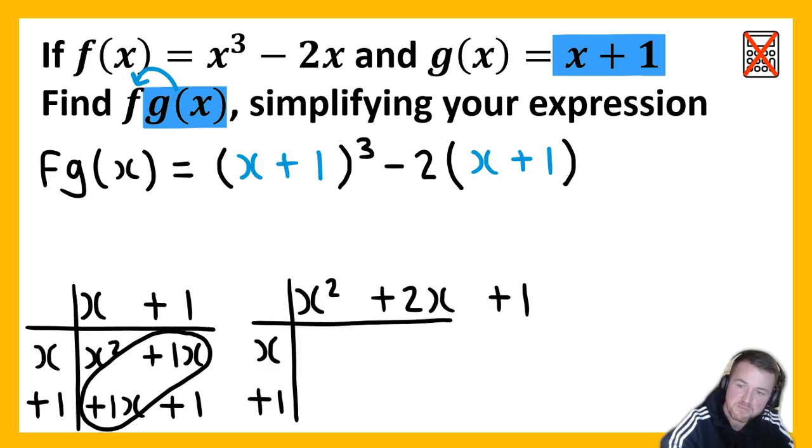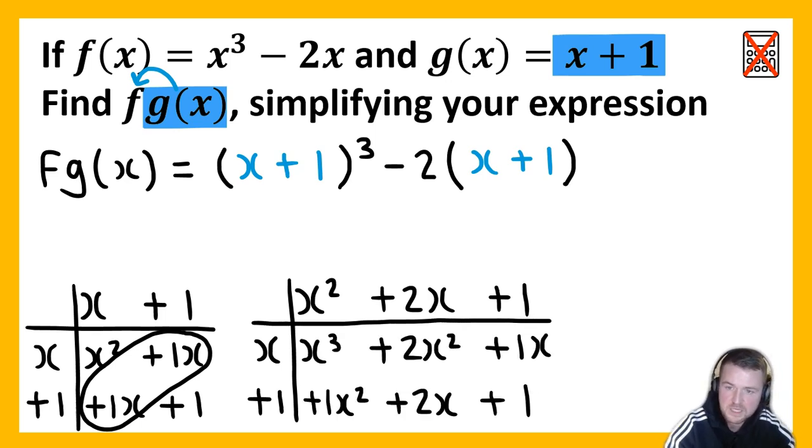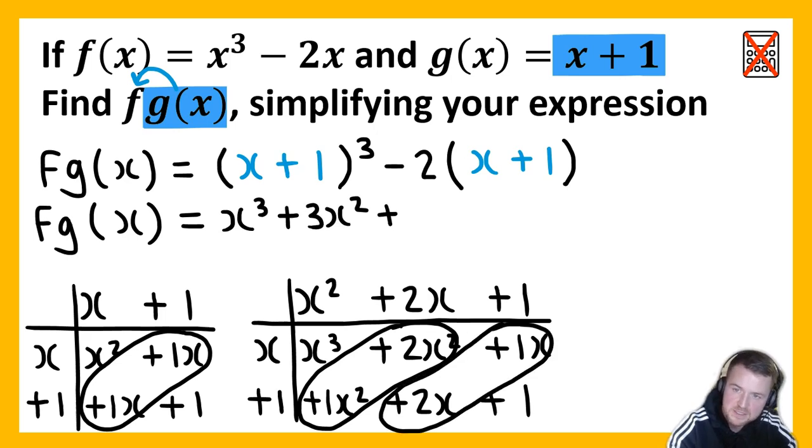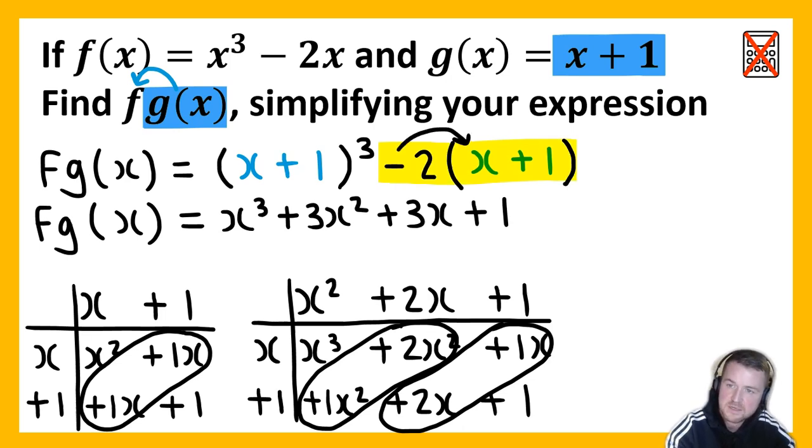I can then multiply this by the third bracket of x plus 1, giving me x cubed, and 1x squared plus 2x squared is 3x squared. 1x plus 2x is 3x, and then plus 1 at the end. And expanding the last bracket, negative 2 times x is negative 2x, and negative 2 times 1 is negative 2.